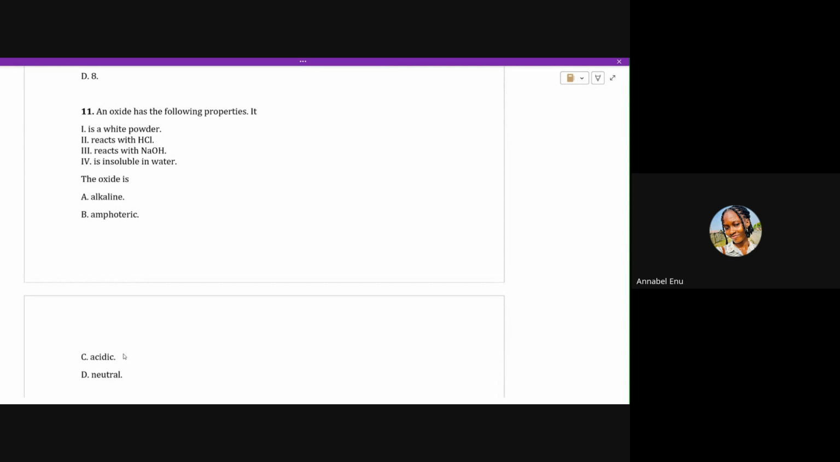Okay, what's the answer of number 11? Amphoteric oxide. Amphoteric oxides are oxides that act as both acid and base. They are doing the two work. Like people that are both girl and boy. They are not in one place. They act as the two.